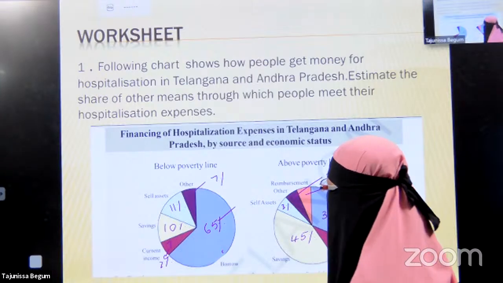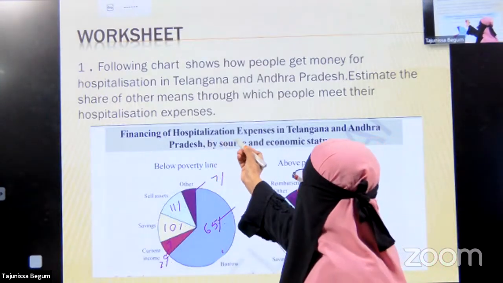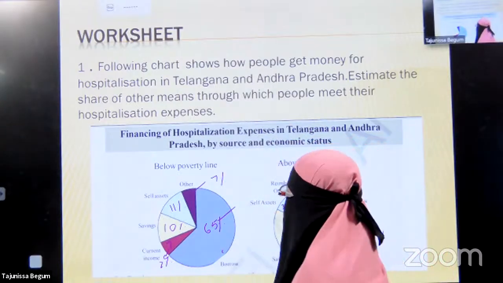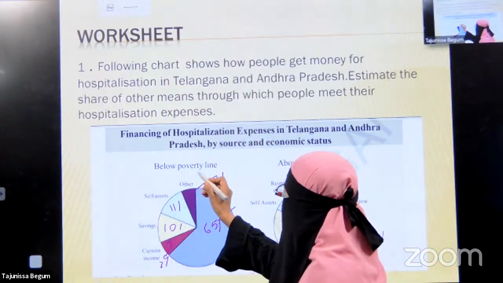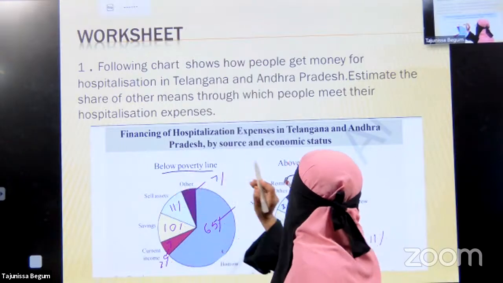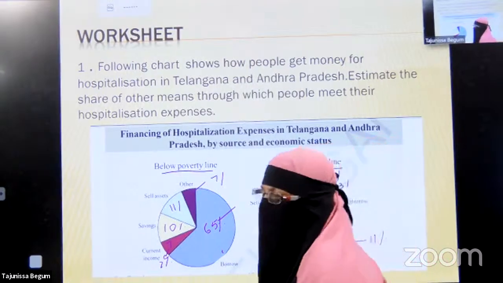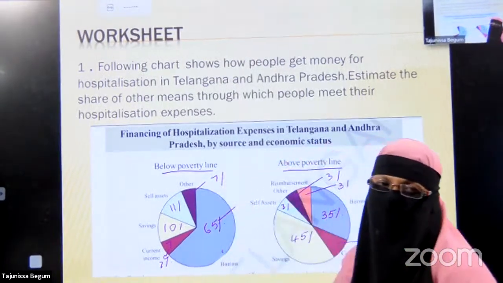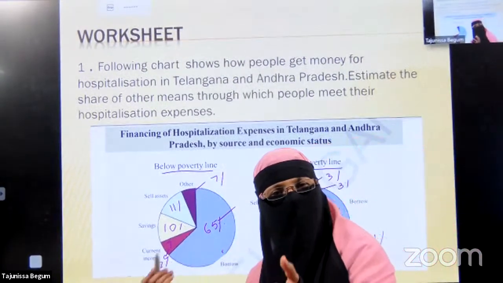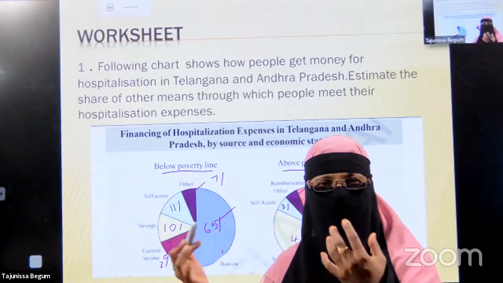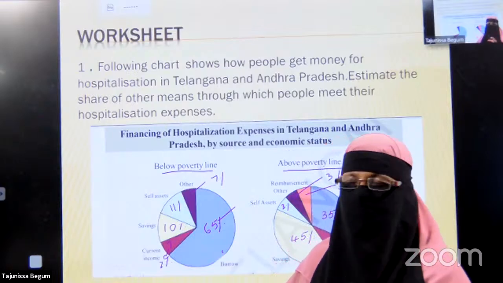Now please compare here the financing of hospitalization expenses in Telangana and Andhra Pradesh by the source and economic status. Below poverty line we have seen, above poverty line we have seen. Now when you see how the people are meeting the expenses when they are admitted in hospital, how they are able to overcome those diseases, how they are able to take care of the people, and from where they are getting money, from whom they are borrowing, are they having savings?